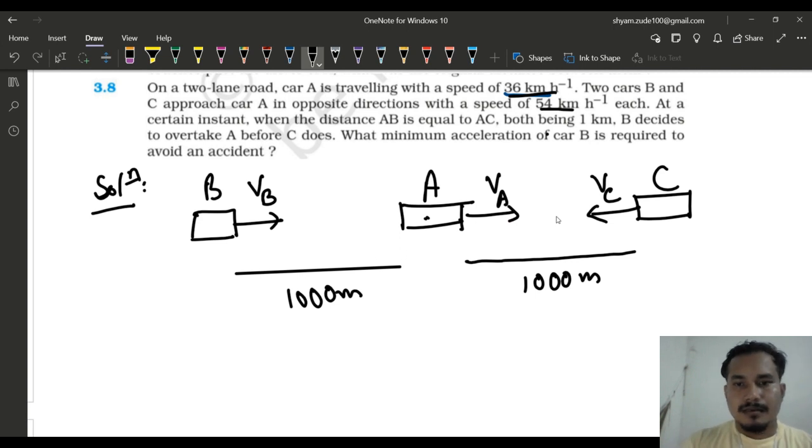Since A and C are moving in opposite directions, C will take less time. So B has to accelerate so that it overtakes A before C. Usually if B does not accelerate, then C will overtake A before B does. But now B will accelerate so that it overtakes A before C.